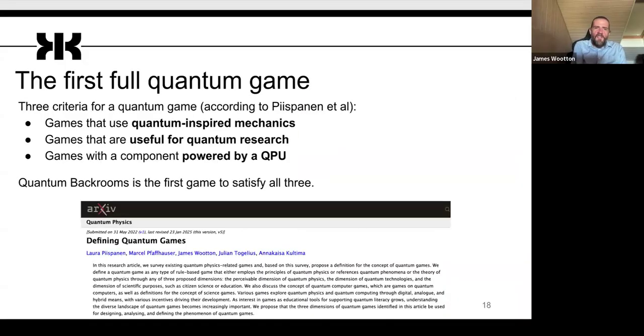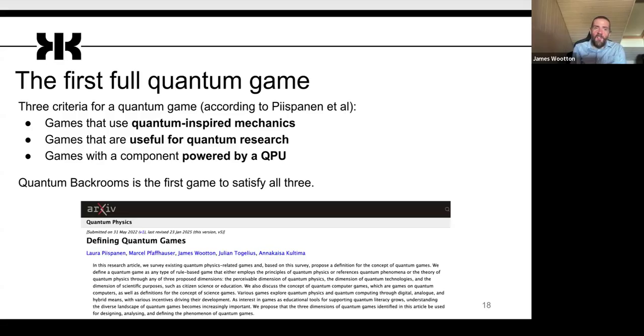So this is arguably the first full quantum game. Remember, the first person who is telling you that is the person who made the first game on a quantum computer. So whatever the first game on a quantum computer is, I can claim to have made it. But I'm claiming it for this one. This is the first full quantum game.